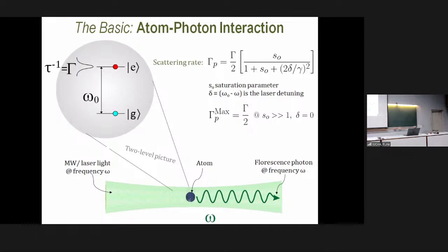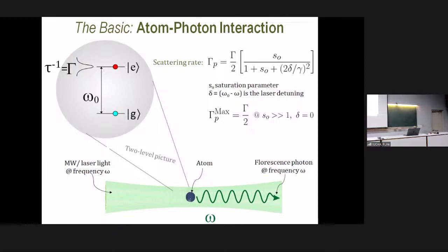Even if you don't stimulate it, the atom will never stay in the excited state, due to spontaneous emission, it will come back. So there should be a scattering rate: per second, how many times can this atom go back and forth? That means per second, how many photons can it scatter? That is called the scattering rate, gamma p.